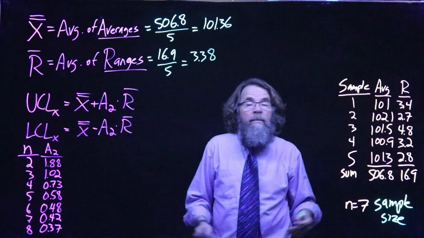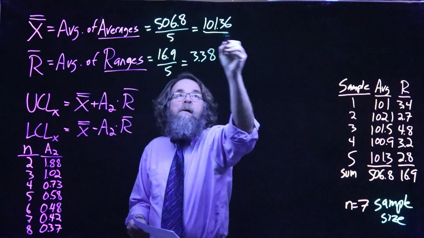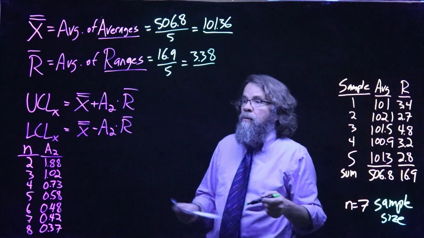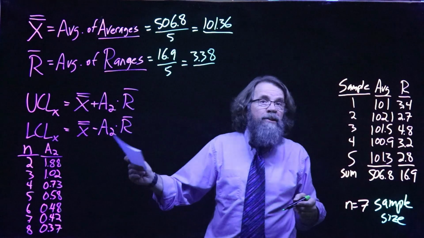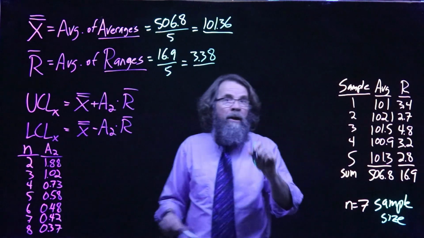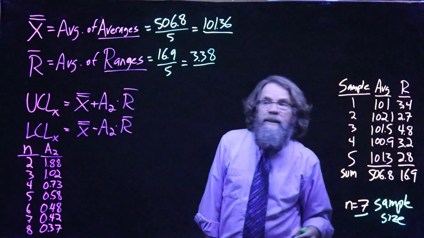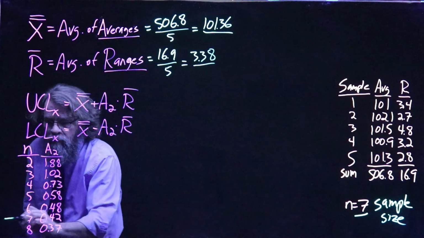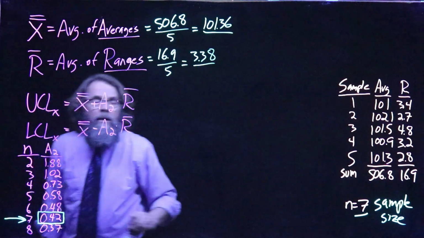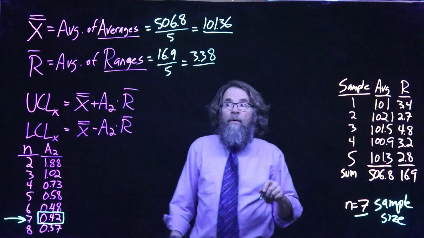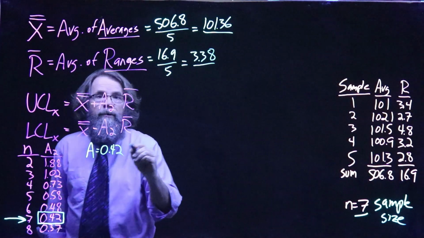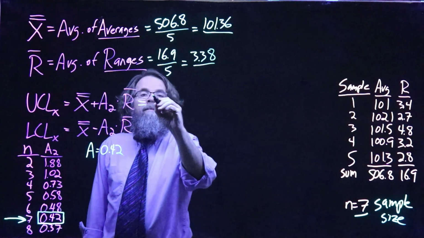Now to get the upper control limit, we take X double bar plus R bar multiplied by a term called A2. And A2 has to be looked up in a table. The value of A2 that we want to use depends on our sample size. Our sample size is 7, so in our table we want to choose the A2 value that corresponds to a sample size of 7, so our A2 value is 0.42.